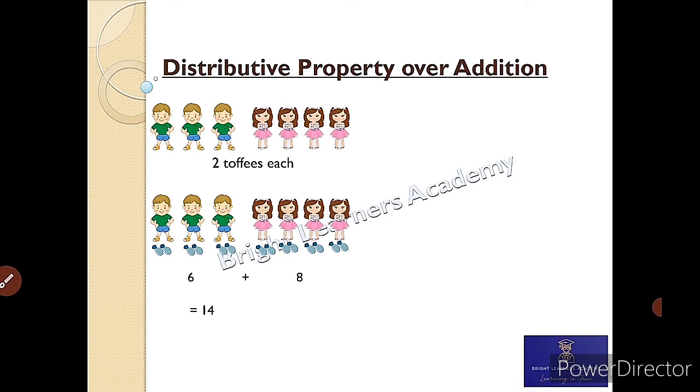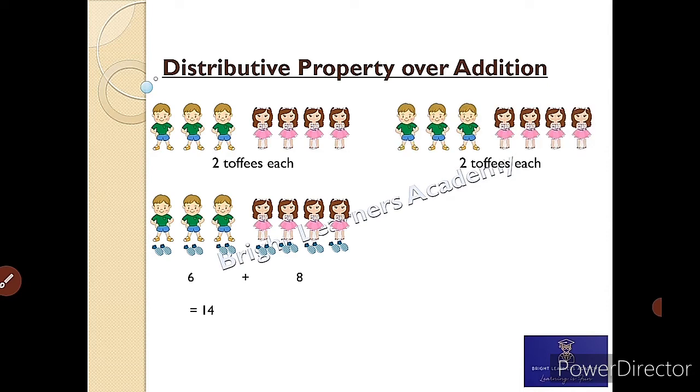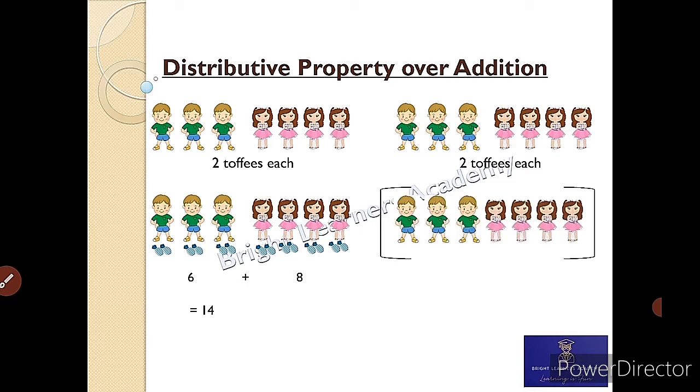The other way of distribution is to make a group of girls and boys. So now I make a group of girls and boys. Now if you have to give 2 toffees to each friend, because you give 2 toffees to 7 friends, so it would be 7 into 2 and it would be 14. So in both the cases you give total 14 toffees.